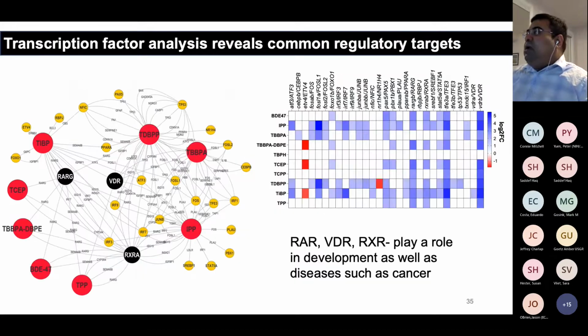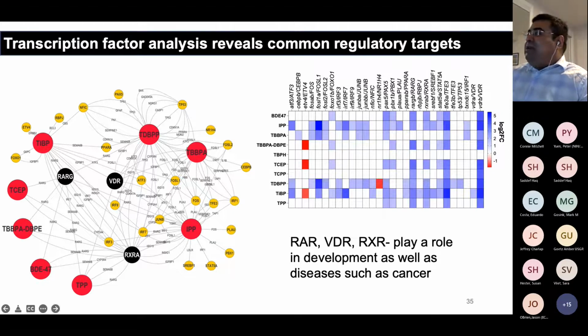So similar to the mRNA and microRNA analysis, we were also able to create a network of disrupted transcription factors. Within this figure, what you see are the flame retardants represented in the larger red nodes, the transcription factors that were disrupted across 5 or more flame retardants in the bigger black nodes, and the rest of the transcription factors in the yellow nodes.